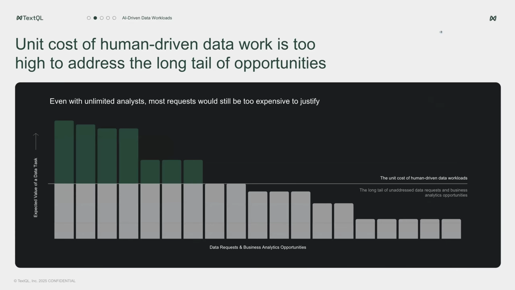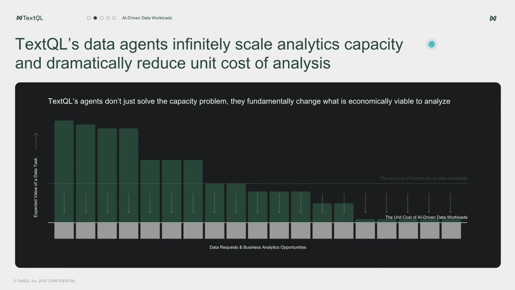That's because, again, the unit cost of humans in the loop is just too expensive, and that prevents you from addressing the long tail of opportunities that exists in any business. And if we can build a technology that forces the cost of addressing these opportunities for analytics down, then we can make customers happy, and they will be able to get more value out of the product, and they will be able to answer more of their most complicated business questions, and they'll be better companies for it.